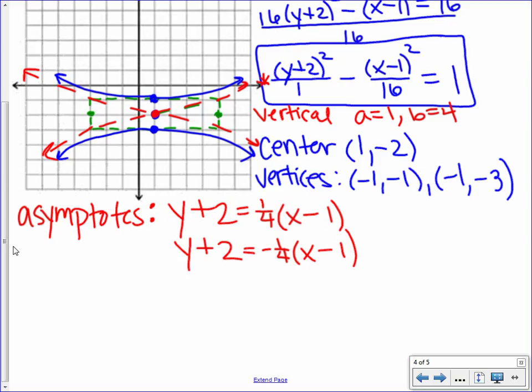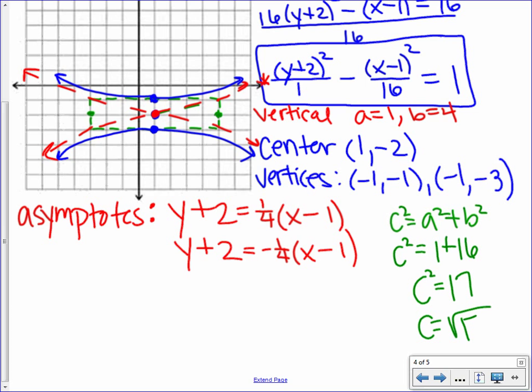Last but not least, we need to identify our foci. C squared is a squared plus b squared. We've identified a to be 1, so a squared is 1. B is 4, so b squared is 16. C squared is 17, so c is the square root of 17. We know that the square root of 17 is going to be just a little bit more than 4 because the square root of 16 is 4. So I'm going to count 1, 2, 3, 4, a little bit more and plot my focus. And then from the center, 1, 2, 3, 4, a little bit more and plot another focus.